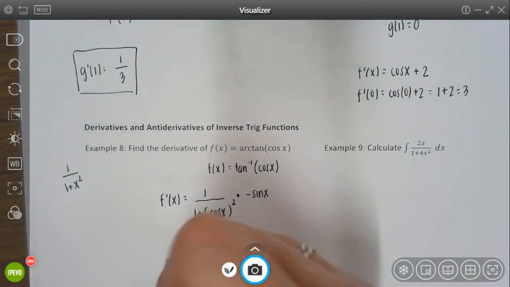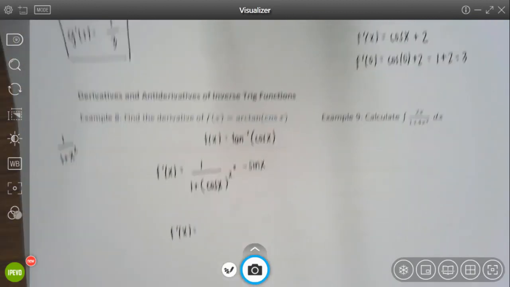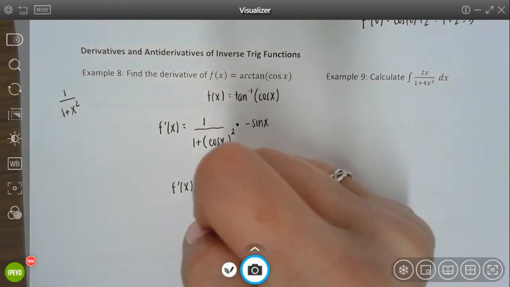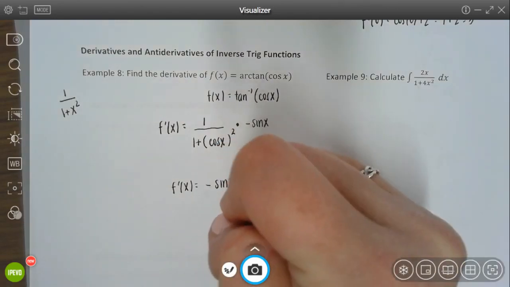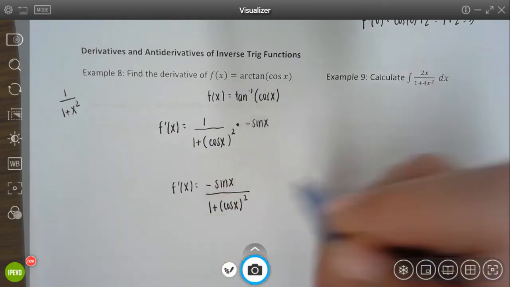So my cleaned up version of my derivative, my f prime, is going to be equal to negative sine of x over 1 plus the quantity of cosine of x squared. And you could also write this as cosine squared of x.